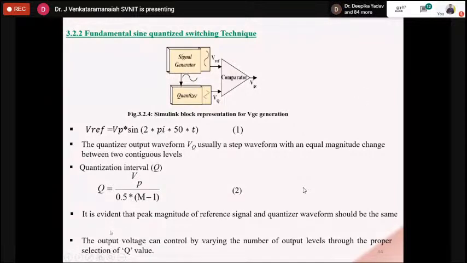It is evident, and this is a very important note, that the peak magnitude of the V reference signal and the quantized waveform should be the same. You should not take another reference waveform here. You have to take the same reference waveform to quantize the output. You can vary the Q values. At maximum you can get VP by 9. We can reduce the Q values also, but you cannot reduce VP by 9 further. It should be VP by 9 only, it should not be VP by 10. That's the meaning.